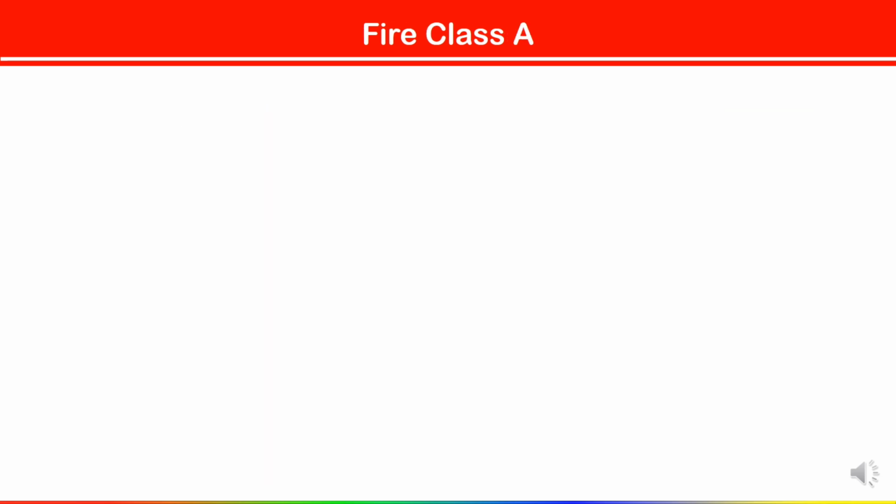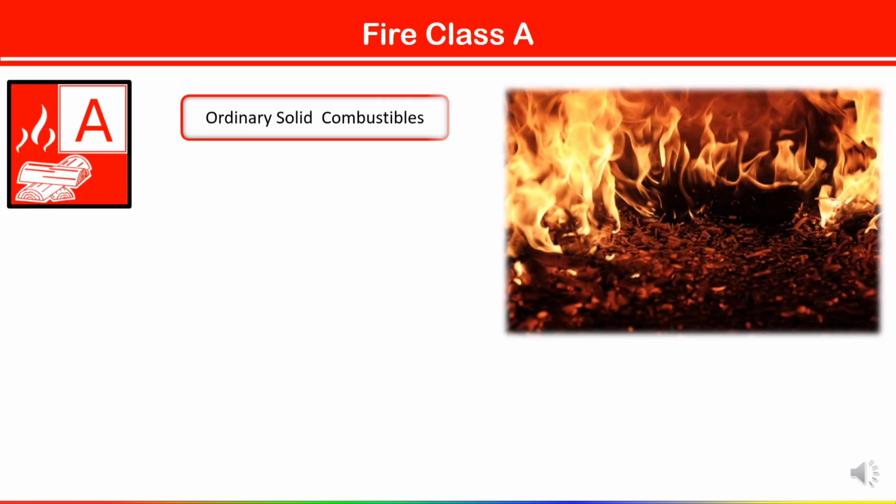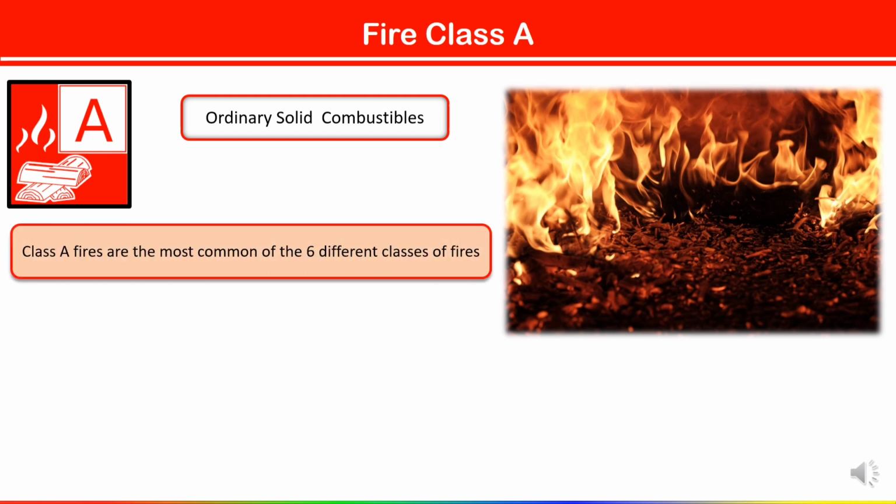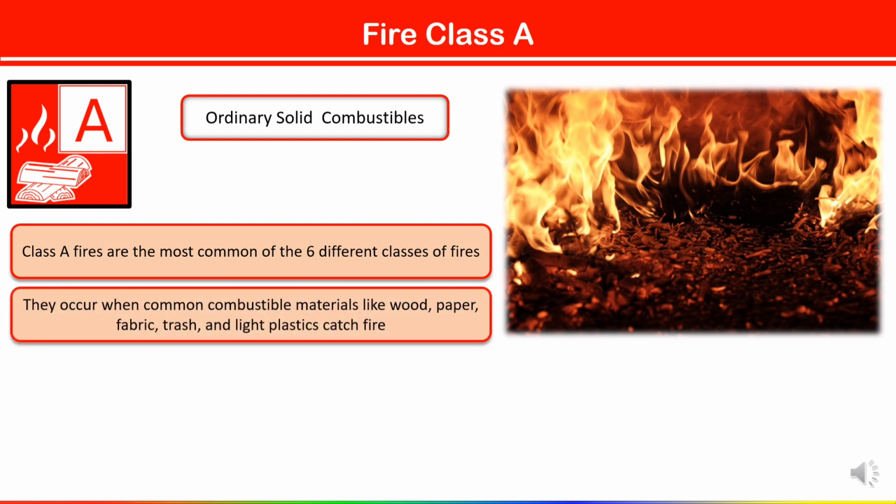So as I told you, the first class of fire is class A fire. So let's see what this is. As I told you in the starting also, class A fire involves ordinary combustible material, which ignites and burns at relatively low temperature, leaving ash as residue. Class A fires are the most common of the 6 different classes of fires. They occur when common combustible material like wood, paper, fabric, trash and light plastic catch fire.